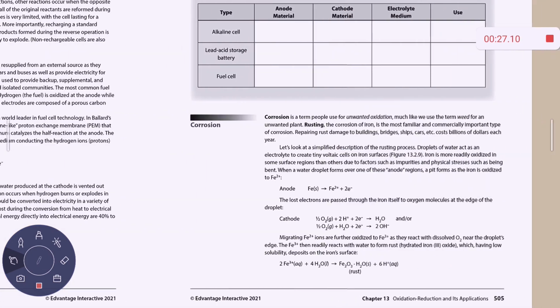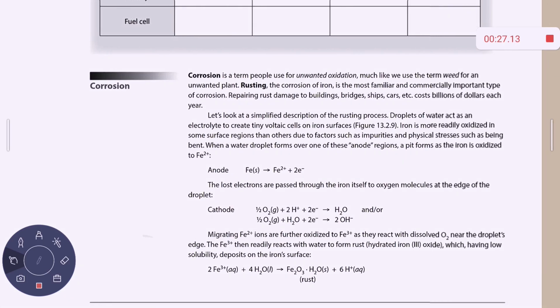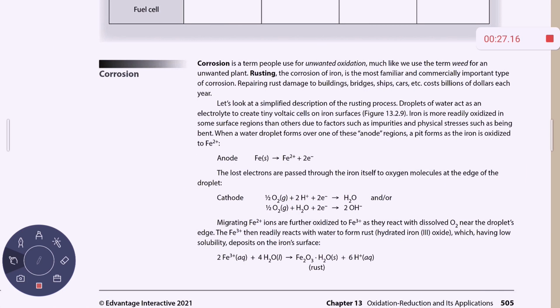Let's look at corrosion over here for a second. Have you guys ever seen something rust? Okay. So rusting is the corrosion of iron. And it is not a desirable oxidation reaction. Okay, it's an unwanted oxidation. And it costs a lot of money to repair the damage that rust causes to buildings and ships and cars. Okay? So I need you to understand that rusting, or corrosion, is an undesirable redox reaction. Does that make sense? Okay.